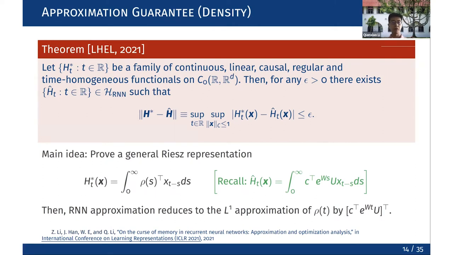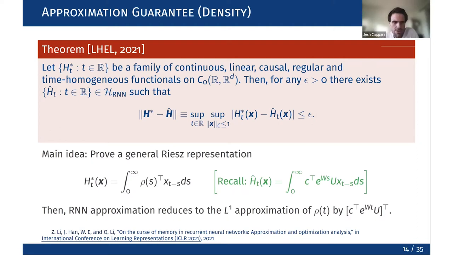And the idea is very simple. To prove this, all you need to show is that this family H star, satisfying these properties, has a common Riesz representation rho. So the functionals can be represented in this form, and this rho has certain regularity properties. If you recall, our RNN hypothesis space is also of this form, except this rho has a particular form of exponential sum. C transpose e to the W s U is an approximator of some integrable function rho. And so the RNN approximation in this uniform sense reduces to an L1 approximation of this rho by this exponential sum, for which we can derive some density results. The nice thing about analyzing linear systems is that linear functionals are like functions, so we can do things with them.